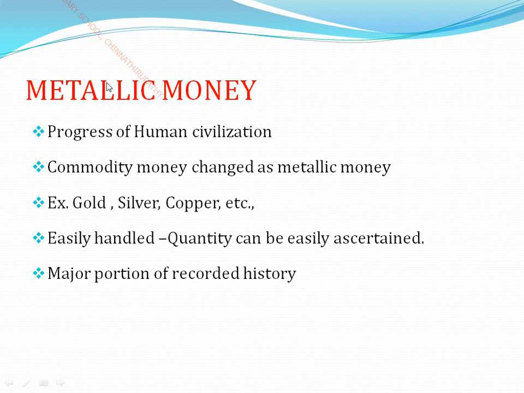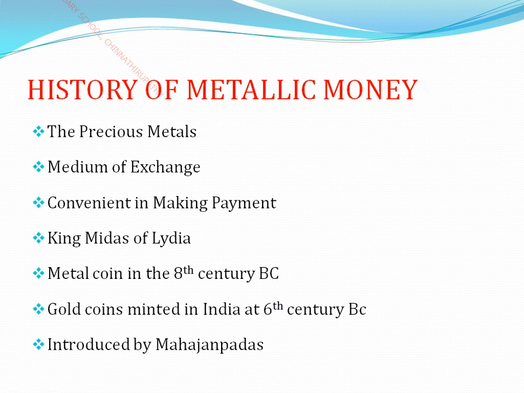That means the metallic money was used by whom? Our past Indian rulers, who ruled our nation in a successful manner. Okay children, let's see the history of metallic money. The precious metals such as gold and silver were used as metallic money. This metallic money is used as a medium of exchange for getting goods and services.